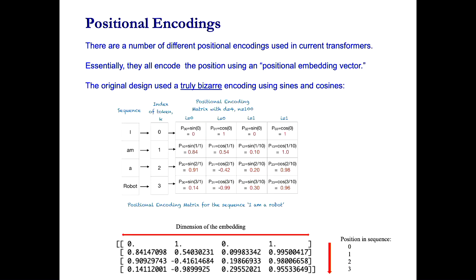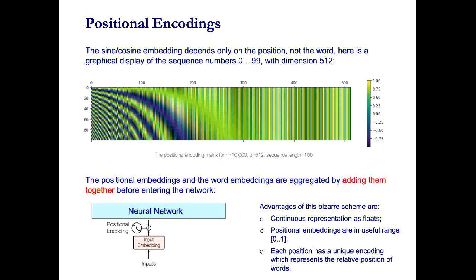And these are vectors in four-dimensional space. And in fact, it's sort of interesting, they sort of rotate as you go through in complex arithmetic, they rotate in higher dimensional space. So there's some mathematics behind it, which is not worth going through. But in any case, this truly bizarre idea was used by the original transformers, and they aggregated them by adding them to the word embeddings. I don't understand. So you have your word embedding, and let's say it's a GloVe embedding, but it's 512. And then you get the positional embedding of which word, 0, 1, 2. And you add them.